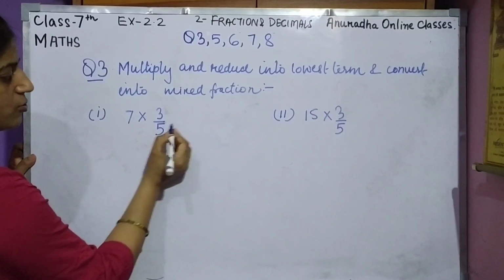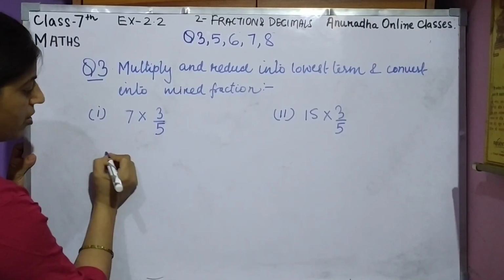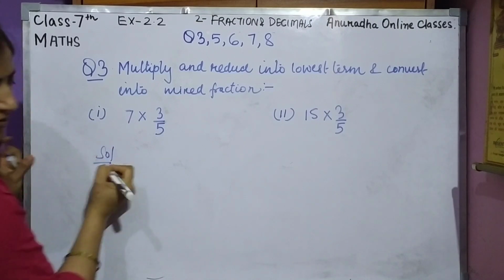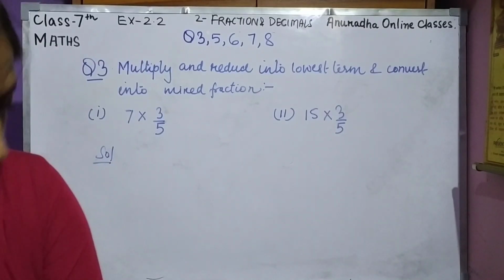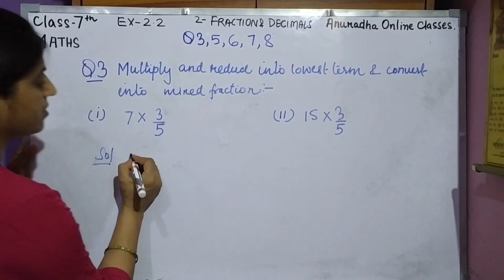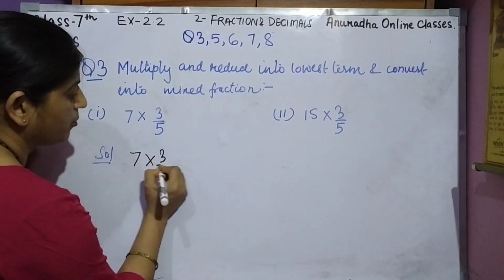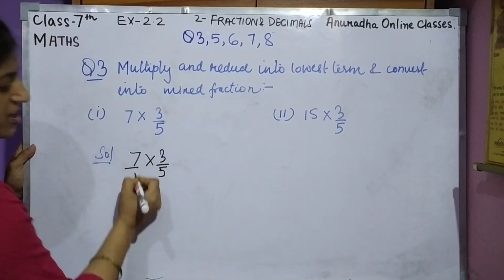First part is 7 into 3 by 5. Now how will you do this? Its solution will be: see, 7 into 3 upon 5. Down to 7 is nothing.